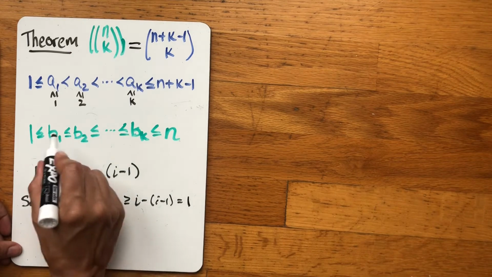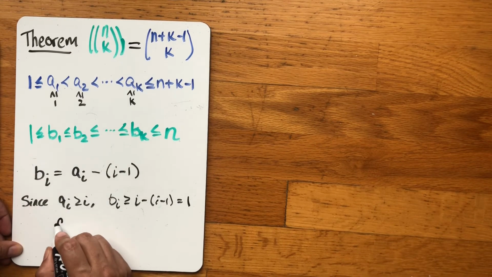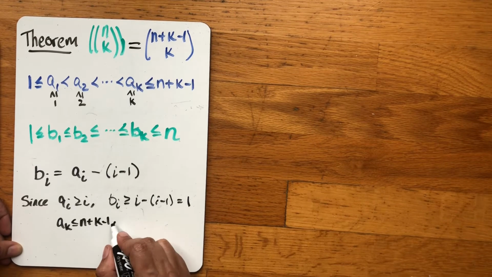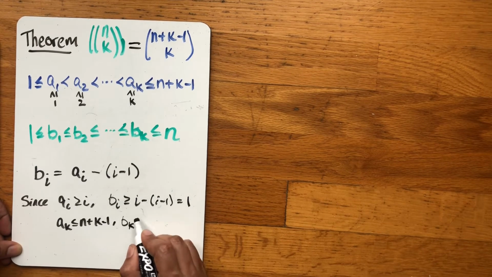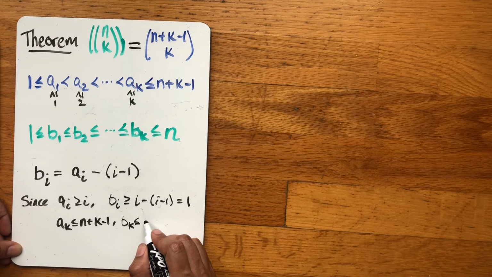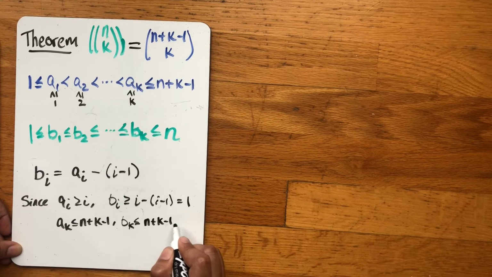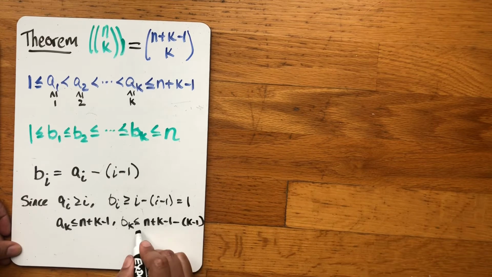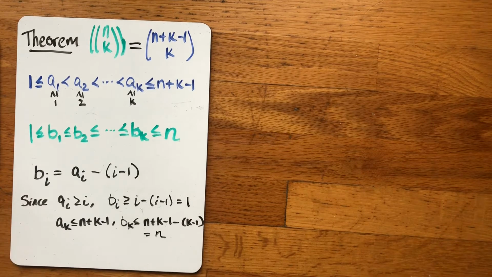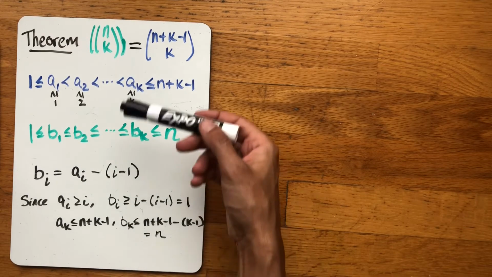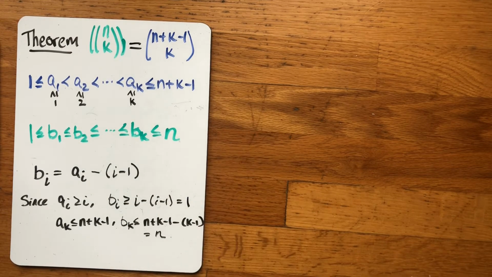That's good. Now let's check our final condition that translates. We have AK is less than or equal to n plus k minus 1. So that means that BK is less than or equal to n plus k minus 1 minus k minus 1, and so this is equal to n. And then, of course, this is injective, and we can reverse it. It's pretty easy to see how to go backward from the one to the other. And so this gives us another way to prove this theorem.